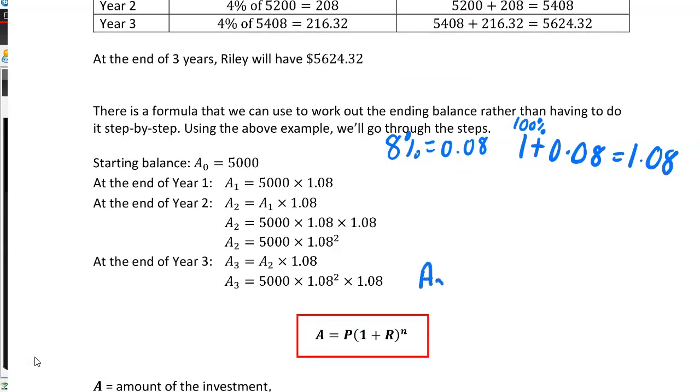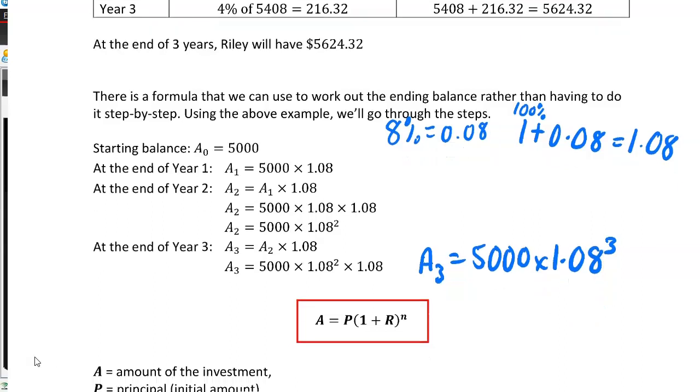So that means year 3 is 5,000 times by 1.08 to the power of 3. So you can see, okay, that number there is representing how many times we've calculated interest. That's how many times we've calculated interest. That was our starting amount, and there is an amount related to how much interest we earn each period.